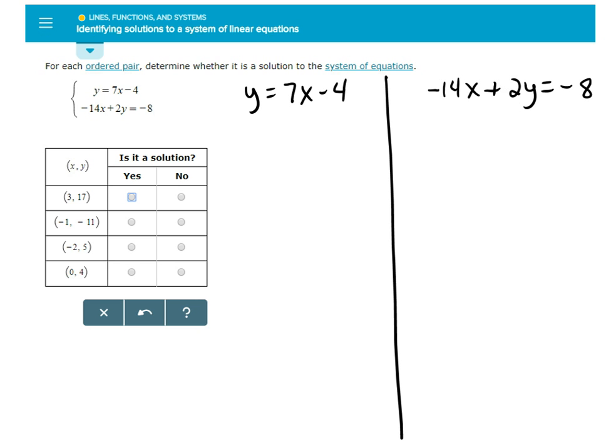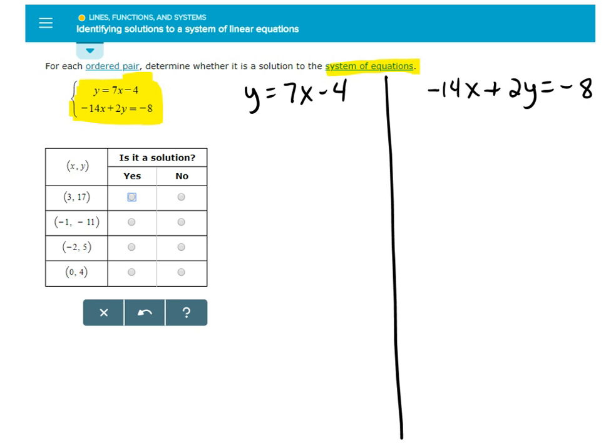Okay, it says for each ordered pair, determine whether it's a solution to the system of equations. And when they say system of equations, they're referring to these two equations right here. Now, when you graph two lines, they can do one of three things. They can intersect at one point, they can intersect at no points, which means they're parallel, or they can intersect at an infinite number of points, which means it's actually the same line. Now, if you're looking at one intersection point, that will be the only point that both lines have in common.